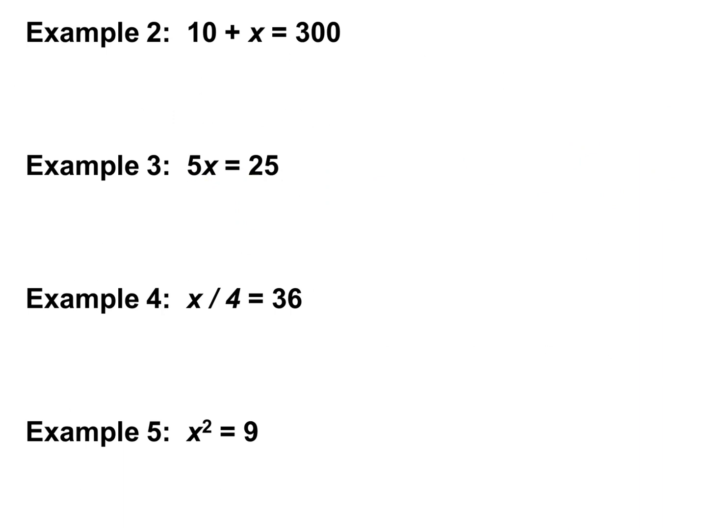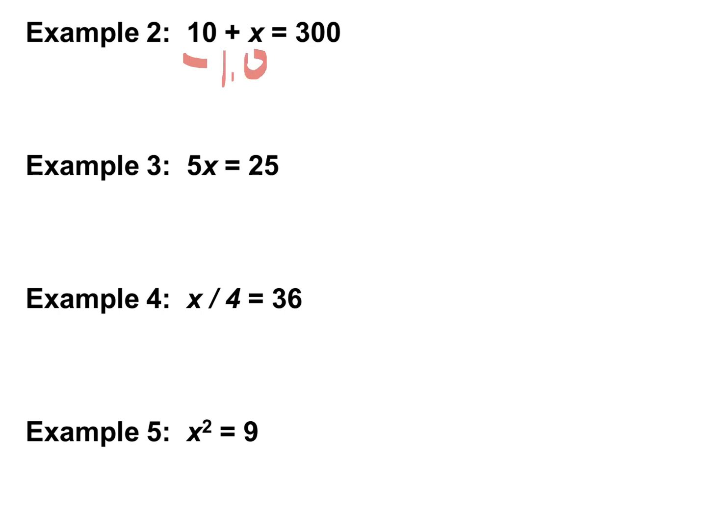So let's look at some examples. I'll do the first 3, and then I'll pause it, and hopefully you can do the last one. 10 plus x equals 3. So I need to get x by itself. So why don't I just subtract 10?